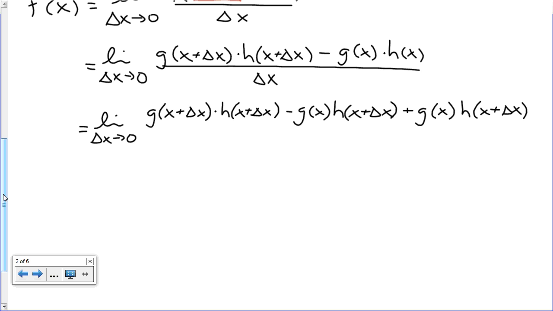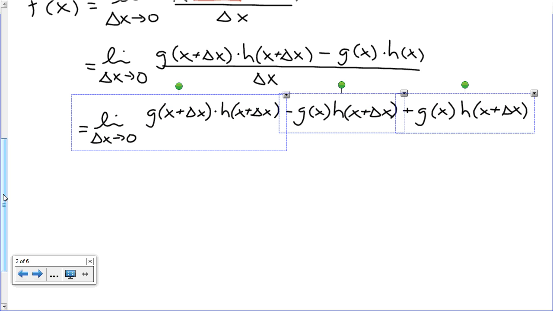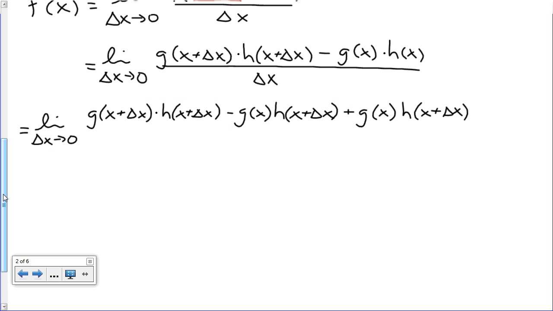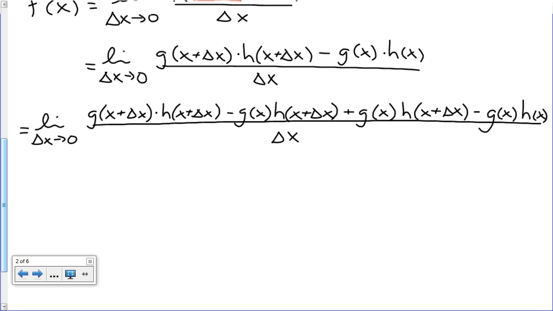I'm running out of room here, so let me scoot this over here. Select that and just slide it over. And then we still have the very last part of our previous step there. We still have to subtract the g of x times h of x. G of x times h of x. Just barely fits there on that line. But this is all divided by delta x still. So again, in the middle there, you can see that I've subtracted some quantity, but then I added it right back in. That's my clever form of 0 right there.